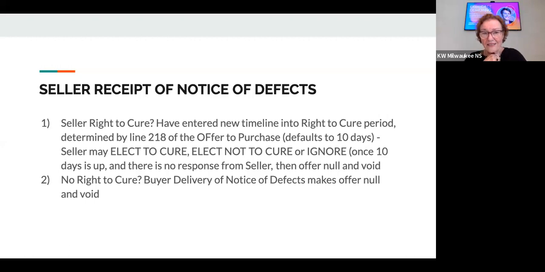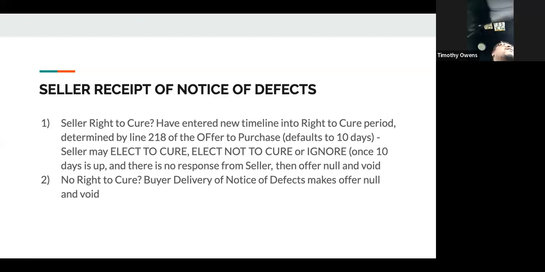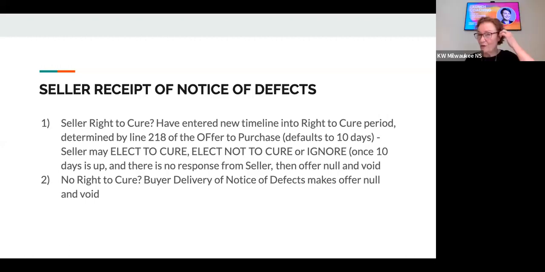So the seller gets this. Now you're in the right to cure period. You are no longer in the inspection period. You're no longer in the information gathering period. Now you're in the right to cure period. The minute you send that notice of defects over, it triggers the right to cure, line 215 of the offer to purchase.